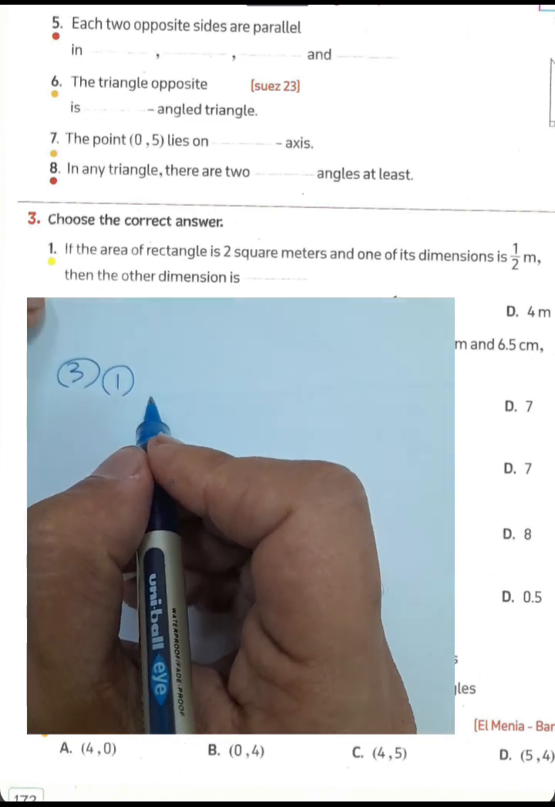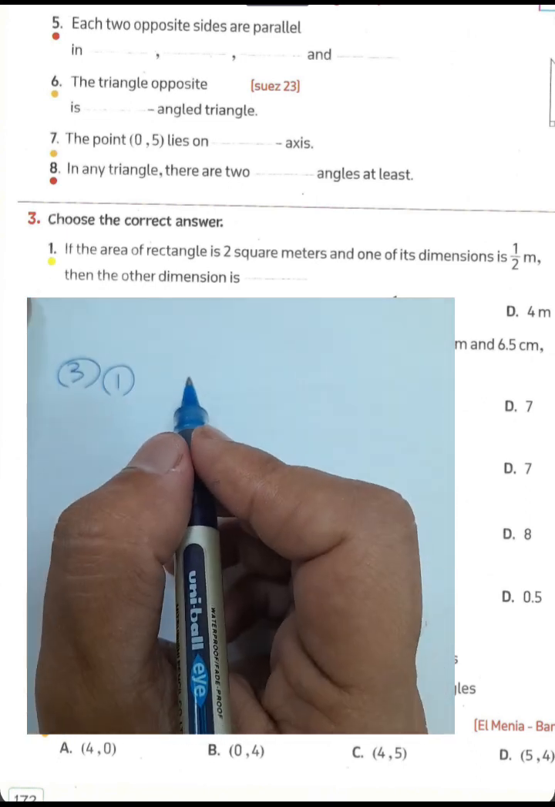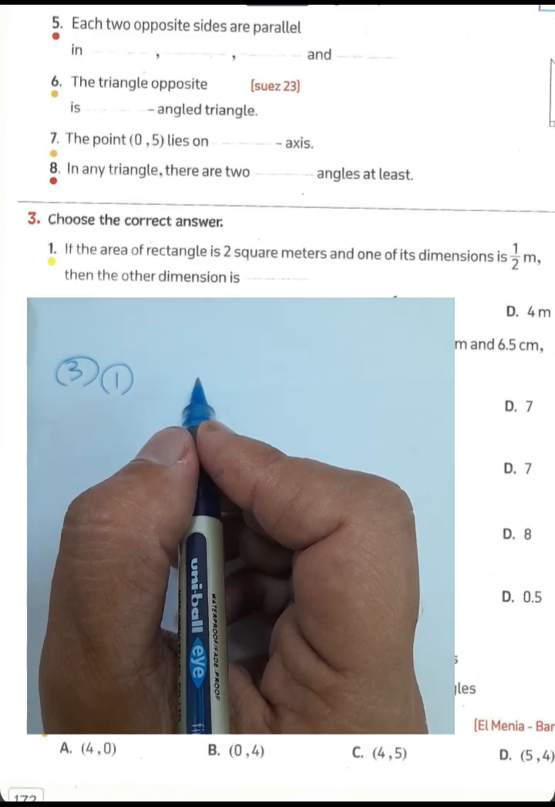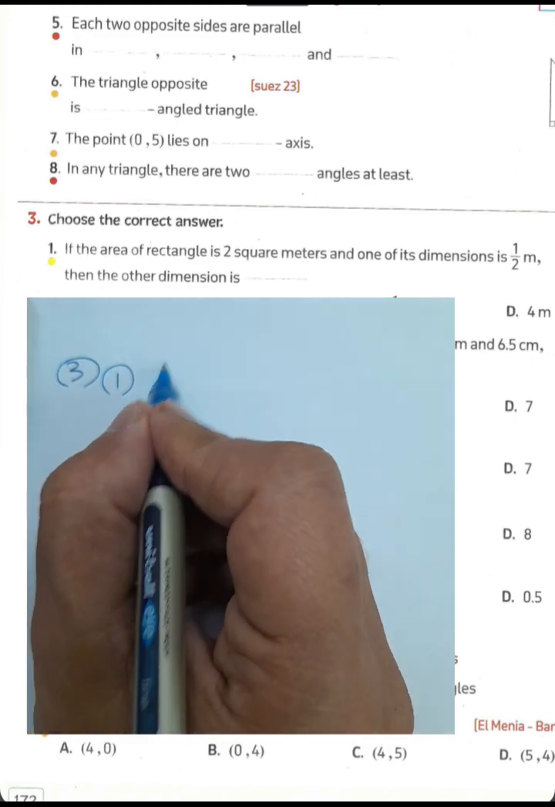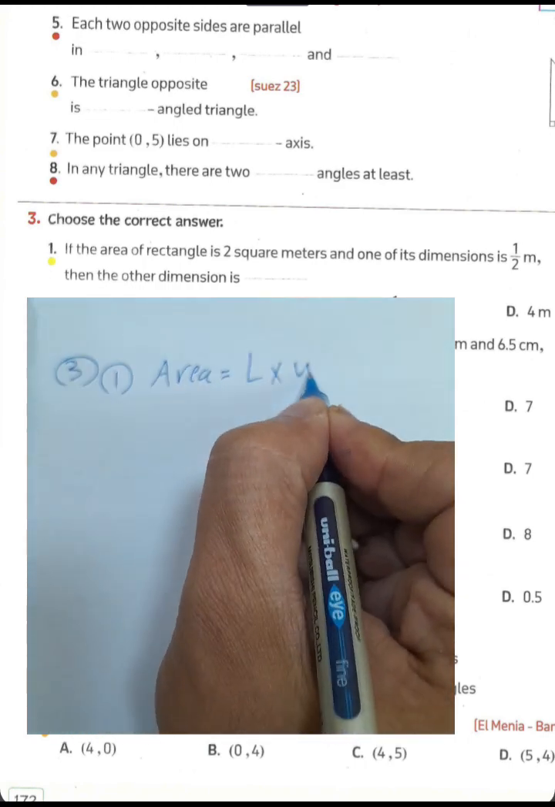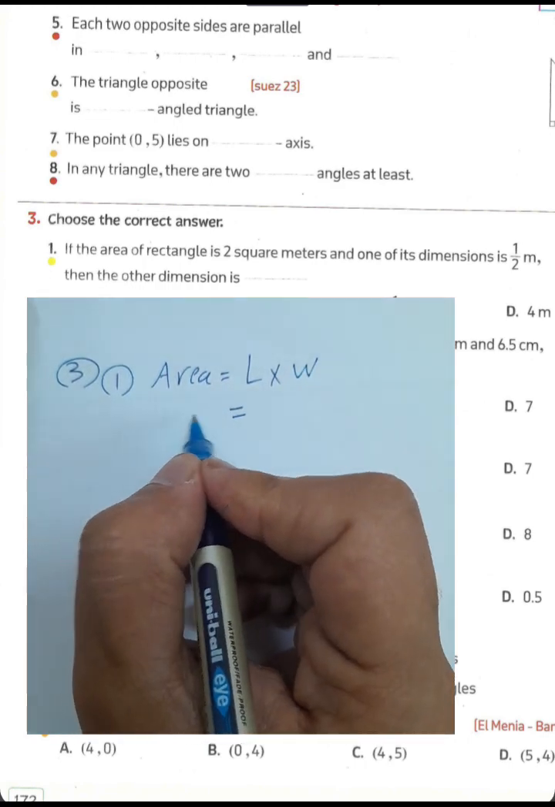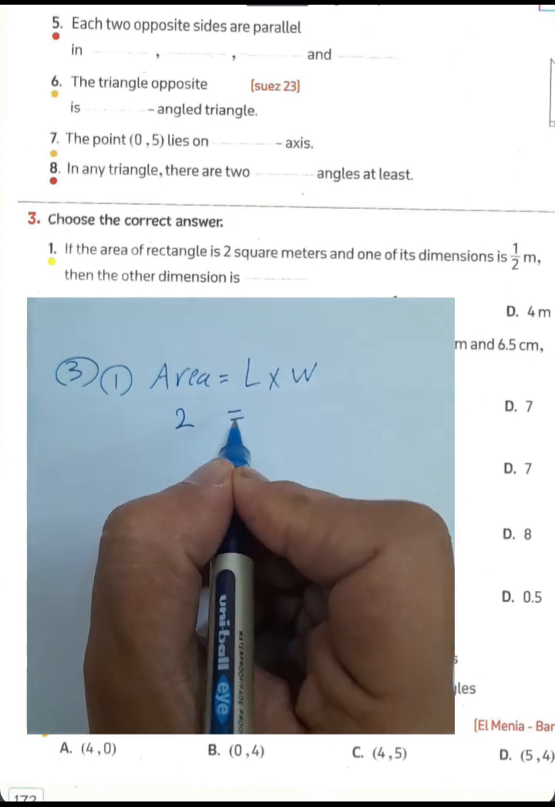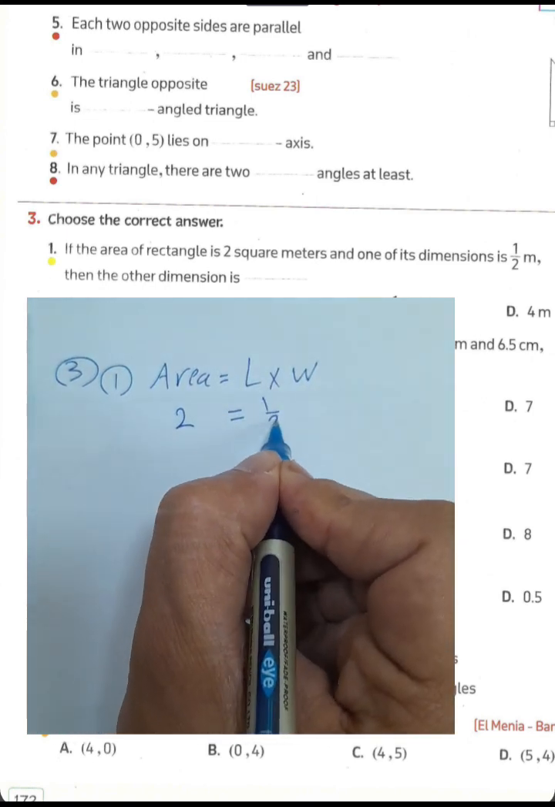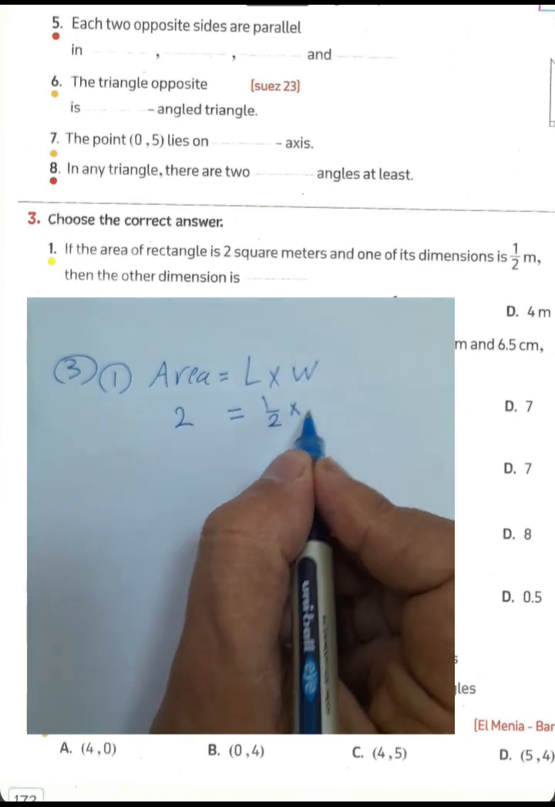The area of a rectangle is 2 square meters and one of its dimensions is half a meter. Then the other dimension? He gives us the area of the rectangle. We know the area equals length times width. He gave us the area as 2 square meters, and one dimension is half, and the second dimension will be what?